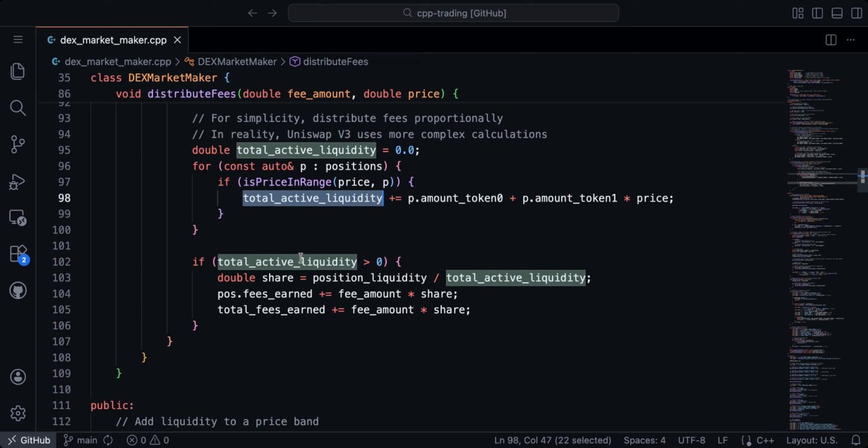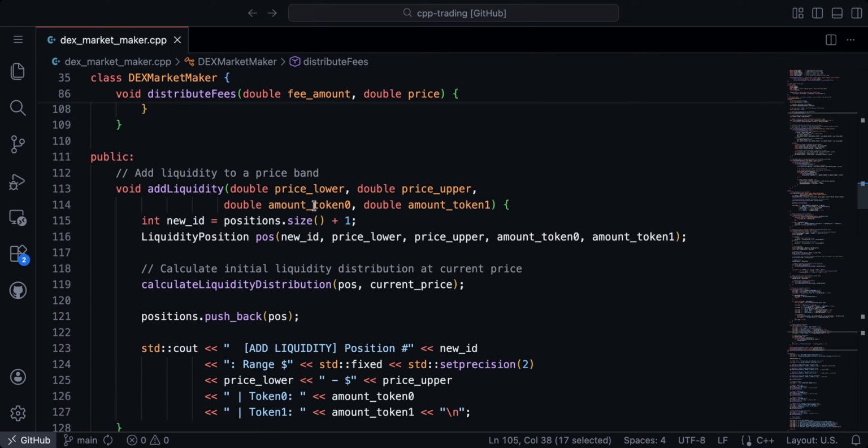If total active liquidity is greater than 0, we calculate each position's share as its liquidity divided by total active liquidity. We then add fee amount multiplied by share to the position's fees earned and also add it to total fees earned. This ensures fees are distributed proportionally based on how much liquidity each position provides.